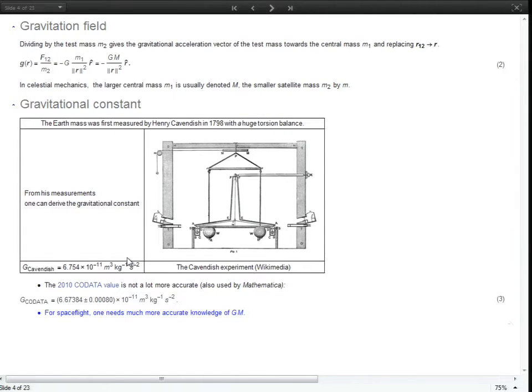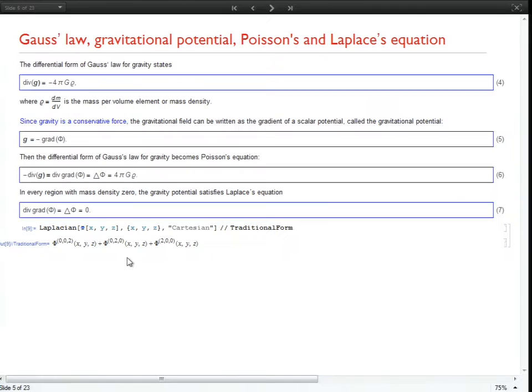The problem is, for space flight, we need a much more accurate knowledge, but we can't get more accurate knowledge of the gravity constant, only of the product G times M. Now a short recap on mathematics.